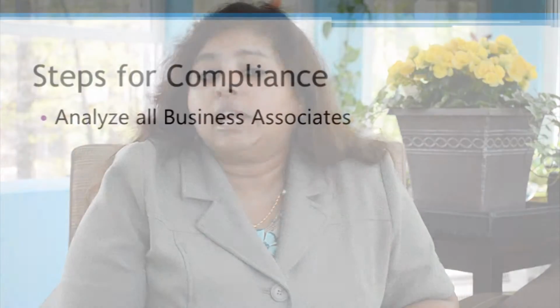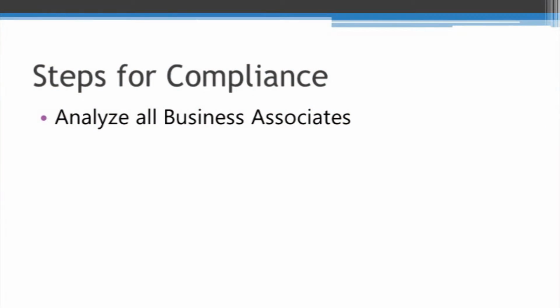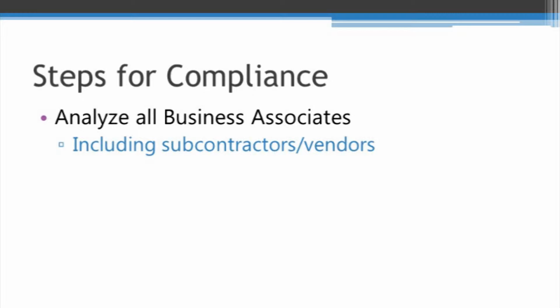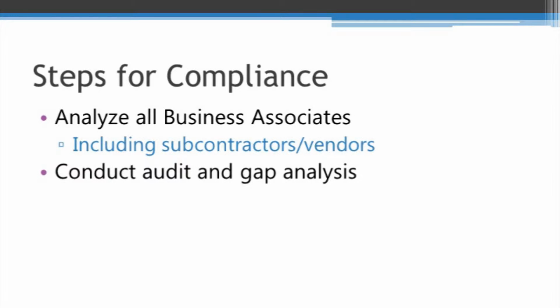So there are several steps you can take for compliance. One of the key things you can do is analyze all your business associates and all the business agreements. You need to ensure that all business associates are HIPAA compliant, and that includes the subcontractors and vendors. You want to conduct an audit and a gap analysis of your own organization. Find all the areas where something could be missing or has not been implemented. And that's not only policies and procedures, but also network and security.